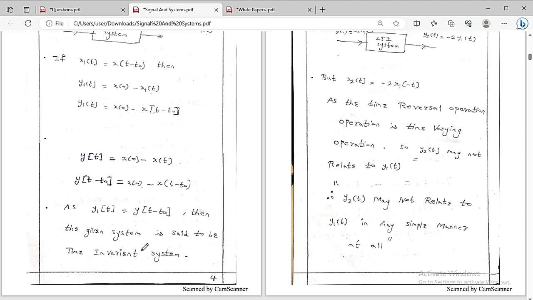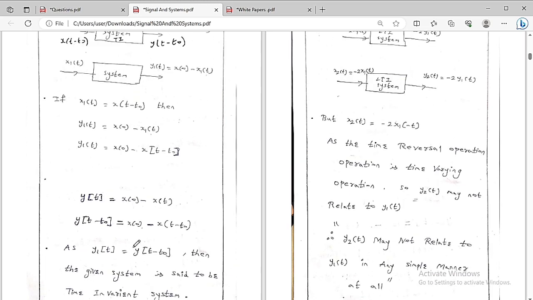It means if the input is delayed by some amount of time, and the output is also delayed by the same amount of time, then only can we say the given system is a time invariant system. In this case, it satisfies the time invariant property. So therefore, we can say the given system is a time invariant system.